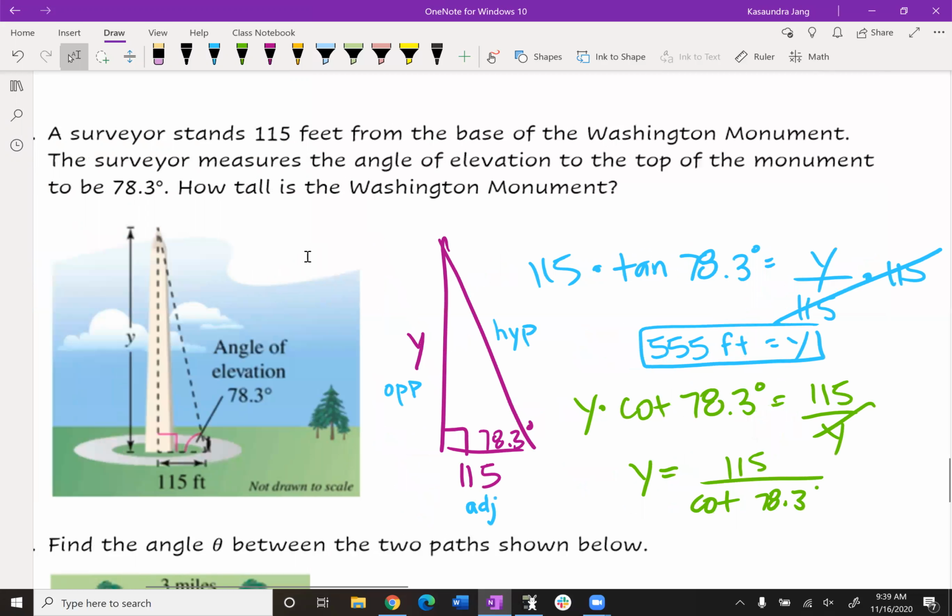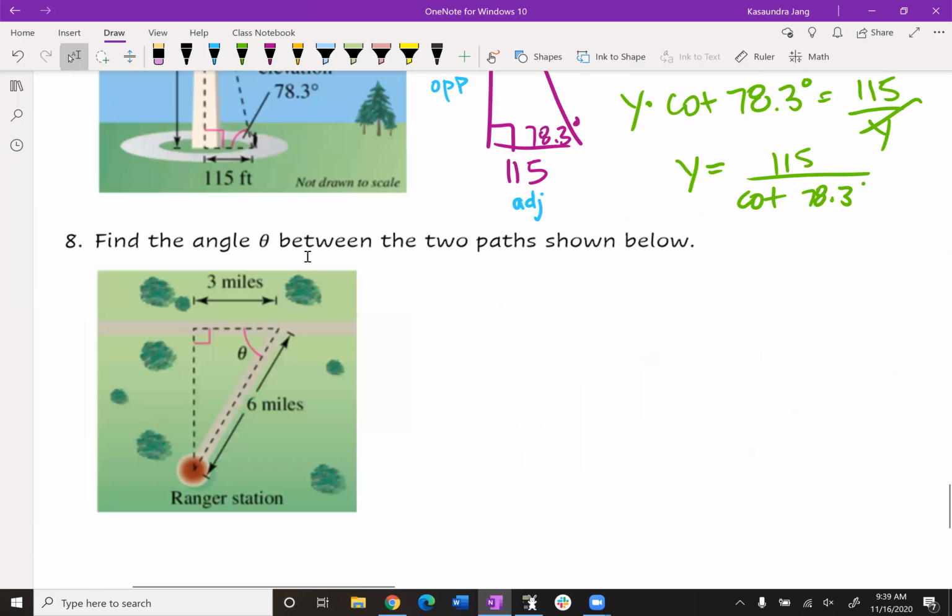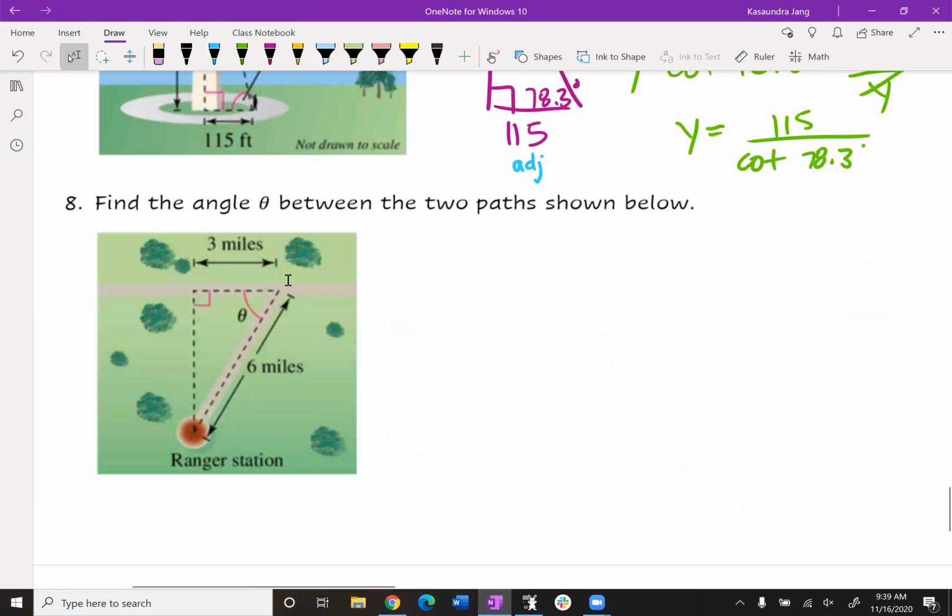$555 feet. All right, then let's have you guys take a second. You're not finding a side now, you are finding an angle. Let's have you guys take a second, pick which trig function you're going to use. Sine, cosine, tangent, secant, cosecant, cotangent. Which of the 6 trig functions are you going to use?